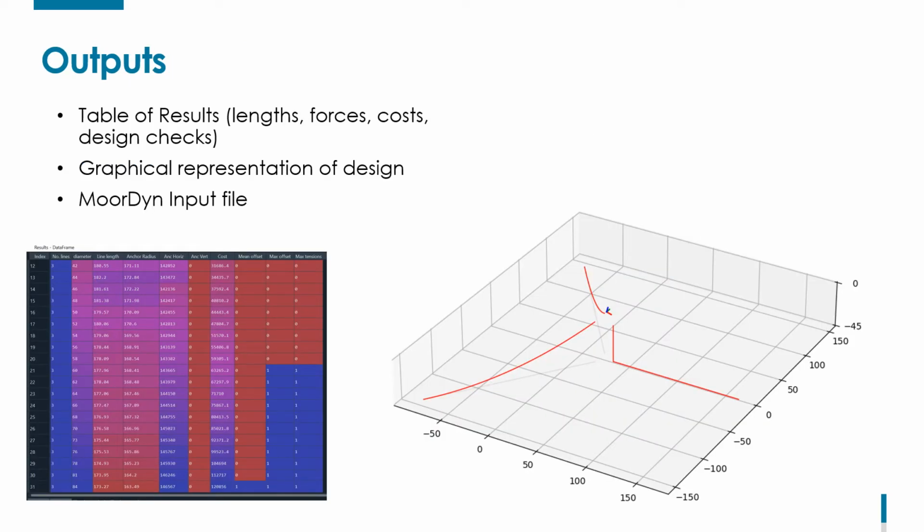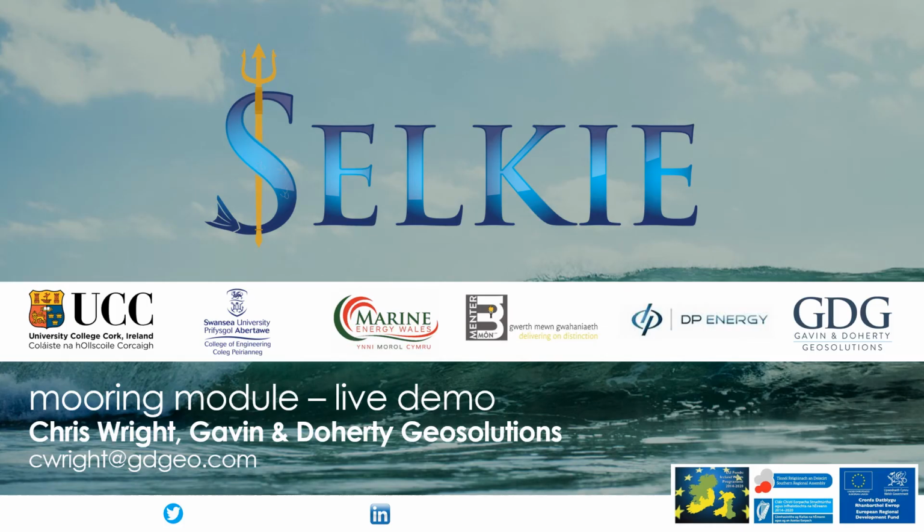Outputs of the tool will be a table of results, a graphical representation of the design, and a MoorDyn input file for further analysis. Now I'll move over to Python, where I'll give a live demo of the Moorin tool.